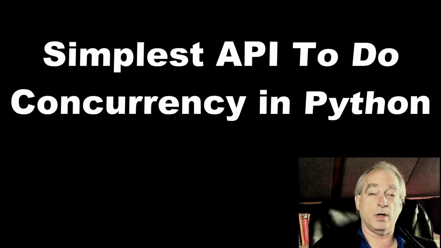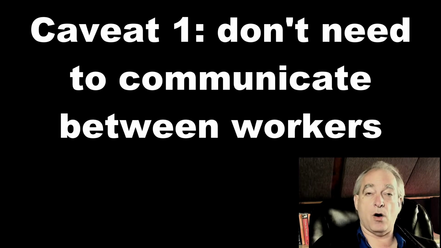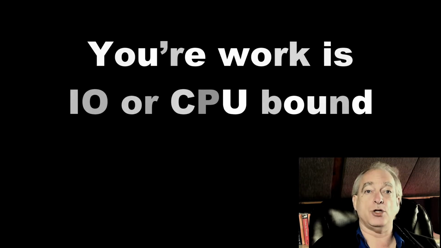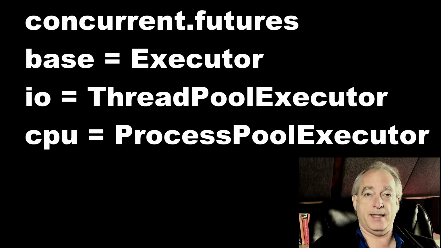In this video, we're going to dive into the simplest way to get more work done. Now, the caveats here are that none of the jobs need to talk to each other. You're just trying to get all the work done in the jobs. You have a list of things that are either I/O bound or CPU bound. And so we're going to go to the first easiest way to do things, and that is in concurrent futures.